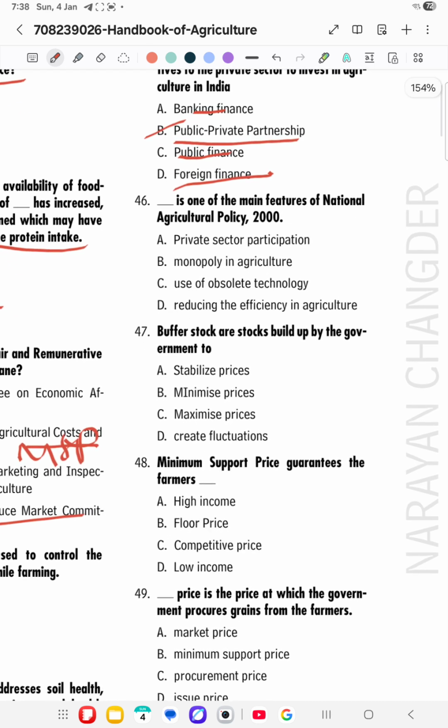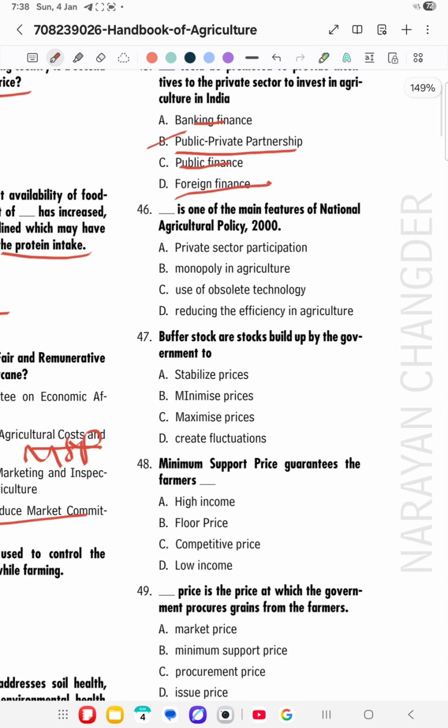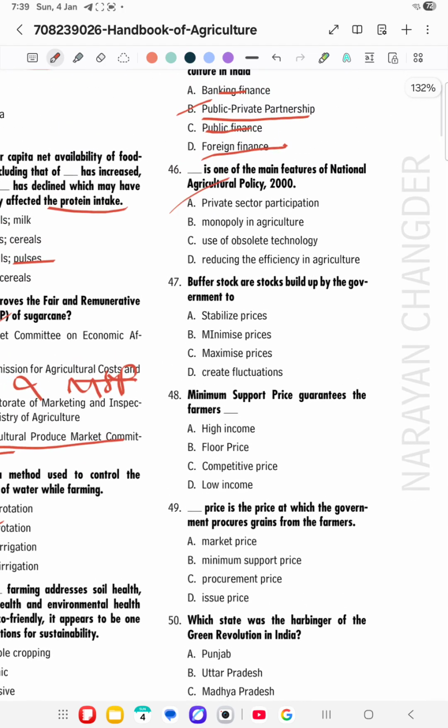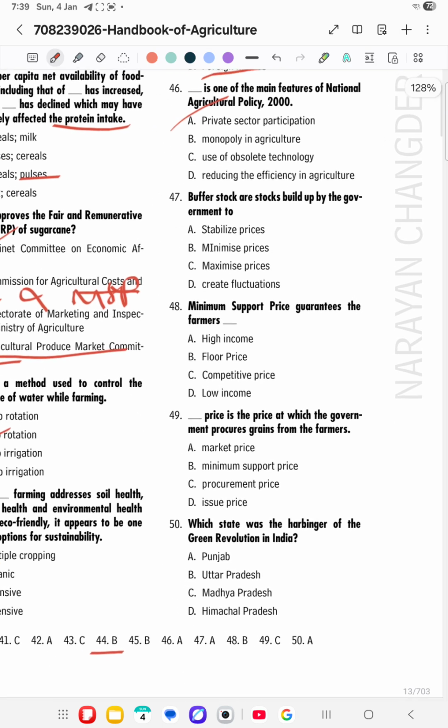This is one of the main features of National Agricultural Policy 2000. Private sector participation, monopoly in agriculture, use of obsolete technology, reducing efficiency in agriculture. Obviously one answer is fitting for 46. Buffer stocks are stocks built up by the government to stabilize price, minimize price, maximize price, create fluctuation. 47, A, stabilize the price.